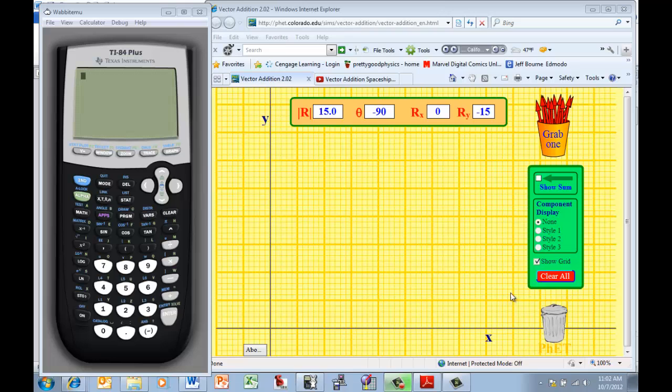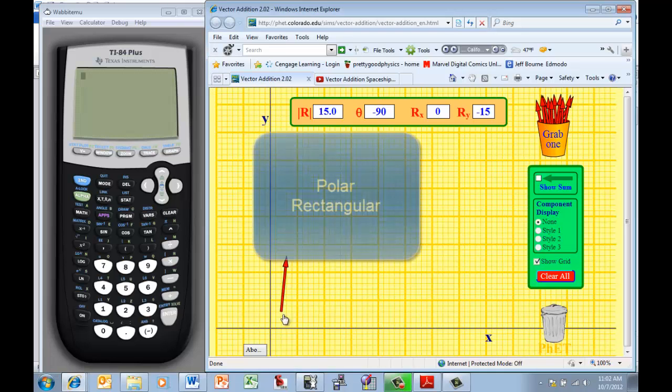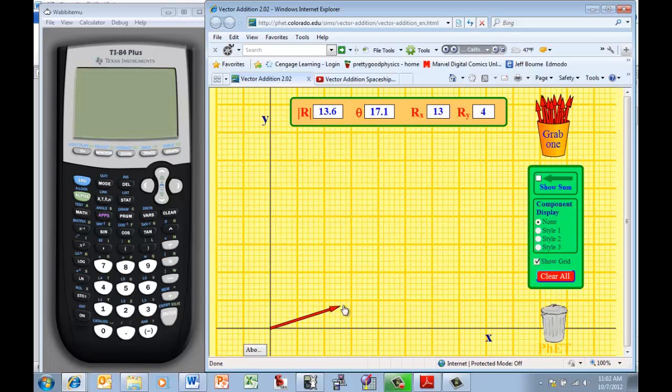So this little program we've got over here is a wonderful program from the PhET simulations. We haven't used any of those yet, but we will be. And so I'm just making a vector. I'm going to grab a vector here, stretch it out. Of course, this is a vector because it has a size and a direction.